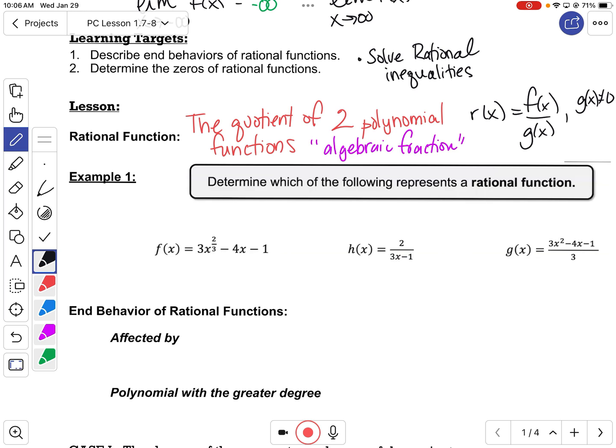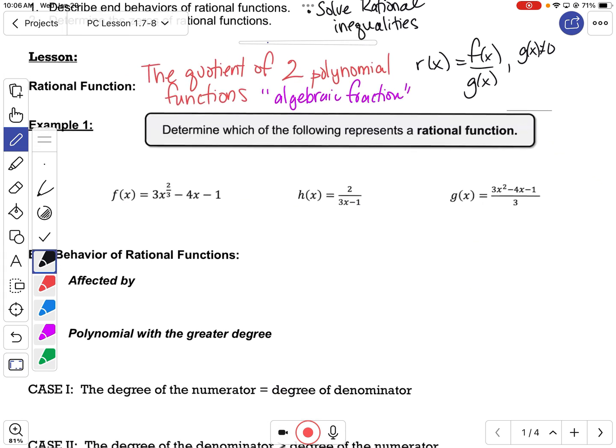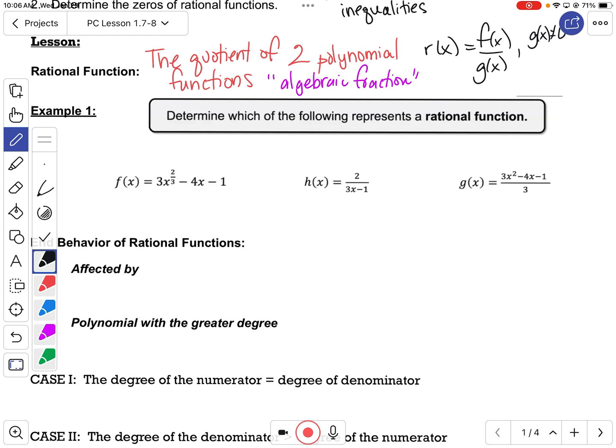Anyway. Let's take a look at some examples and see if we can figure out whether they represent a rational function. Are they a polynomial function divided by a polynomial function? What do you think about that first one, f of x right there? Yes or no? No. I don't even see a division bar. So this one is a no. We can't really call it a polynomial function because it's got that fraction exponent, but it definitely is not a quotient. What about h?